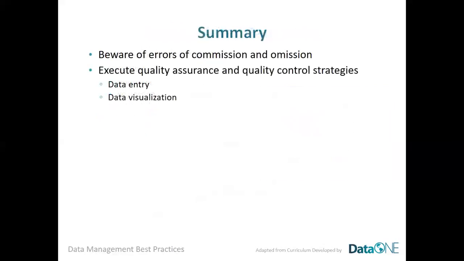So just overall, be aware of the errors of commission and omission and the ways in which those happen, so that you can watch out for them. Always execute your quality assurance and quality control strategies that we've discussed, during your data entry, and then visualize data if that will help you to identify any things that might look out of place.